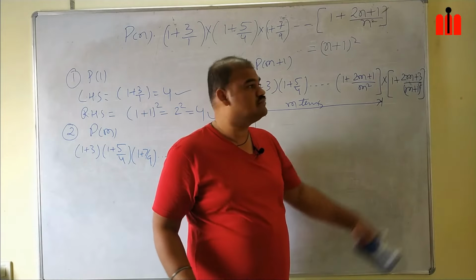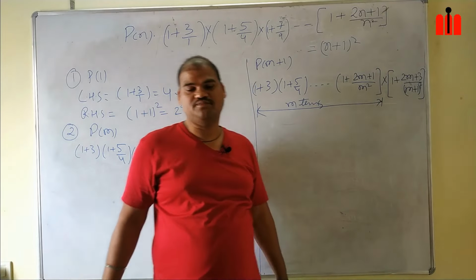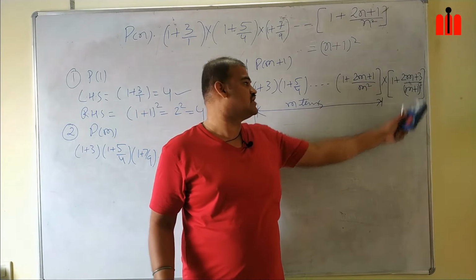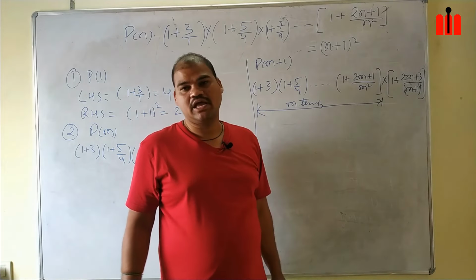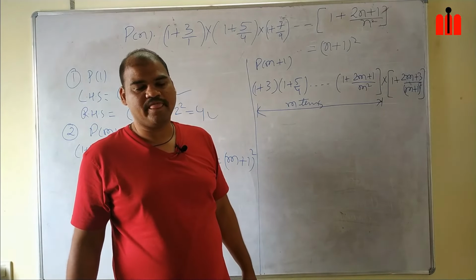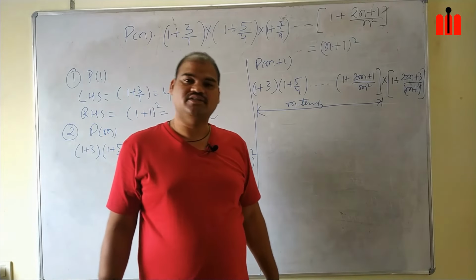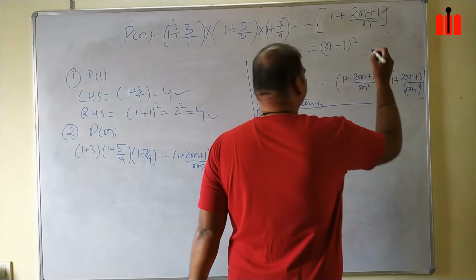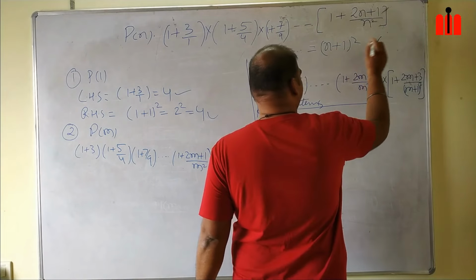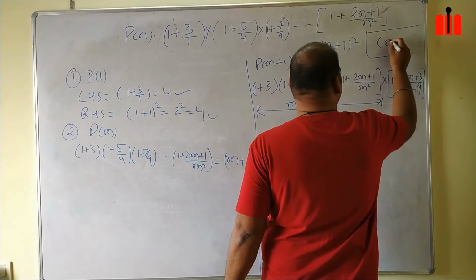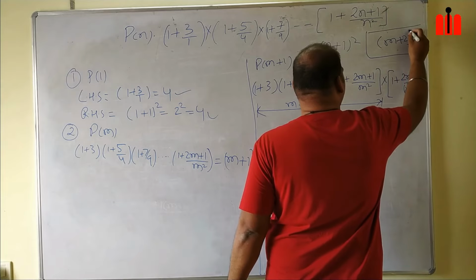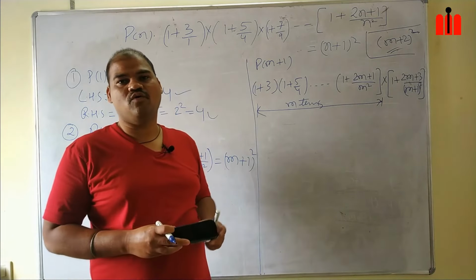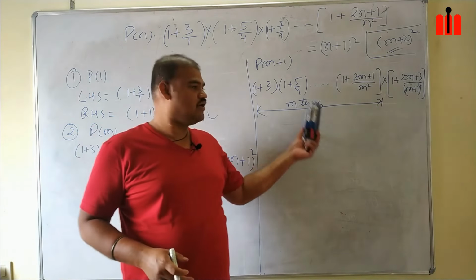My m plus 1 term is 1 plus, in place of n you substitute m plus 1, then you will get 2m plus 2 plus 1, so it will be 2m plus 3, and in the denominator, you will get m plus 1 whole square. Now let us anticipate how my RHS for this PM plus 1 should look. In place of n you substitute m plus 1, so it should be m plus 2 whole square. This is my desired RHS, what we anticipate at the end of the solution of this PM plus 1 statement.